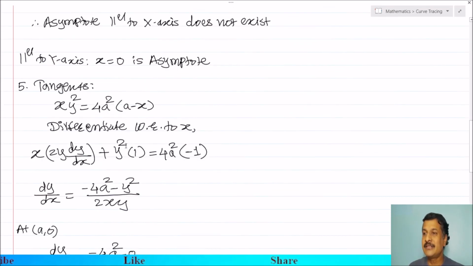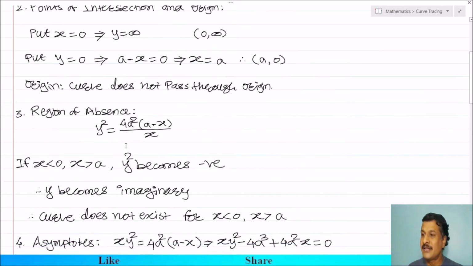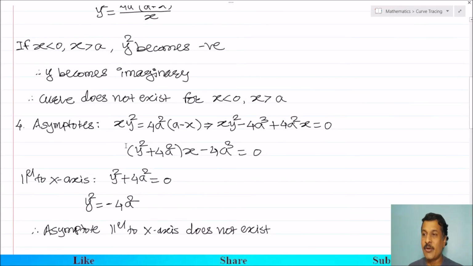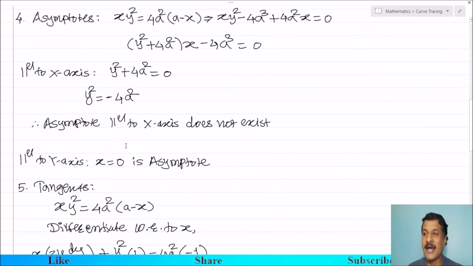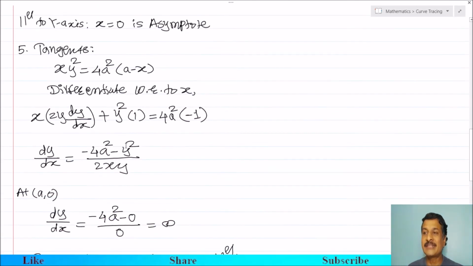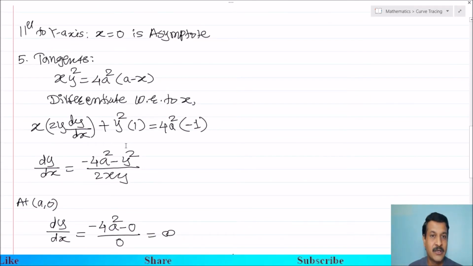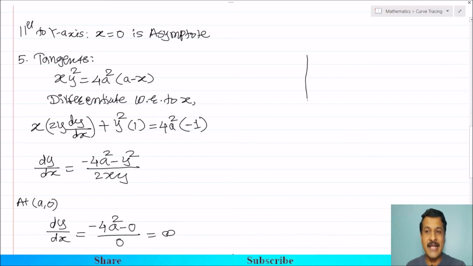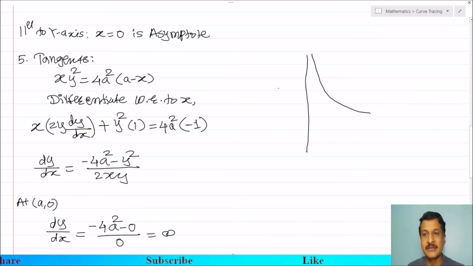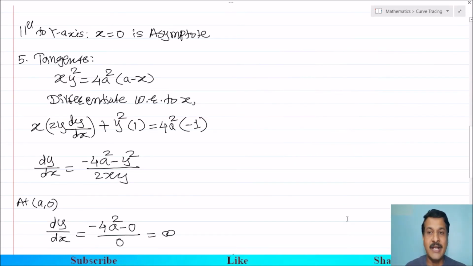After that, what is the next point? At A0 I got it. Second, the origin: the curve does not pass through the origin, and the region of existence we already considered. Now, an asymptote parallel to the x-axis does not exist. Parallel to the y-axis means x equal to 0 is an asymptote. So this is a very important point, the asymptote, which we already discussed in the theory part. Suppose this is an asymptote. Asymptote means our curve and this asymptote meet each other at infinity. So our curve will try to meet this line like this, maybe both sides or a single one, but it will not touch here because both touch each other only at infinity.